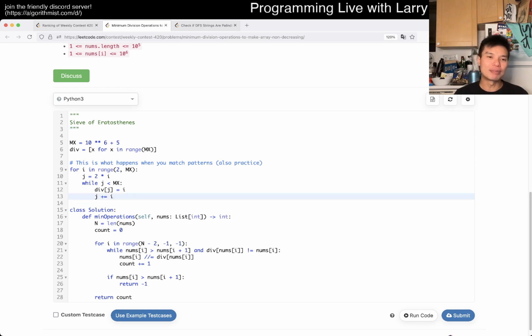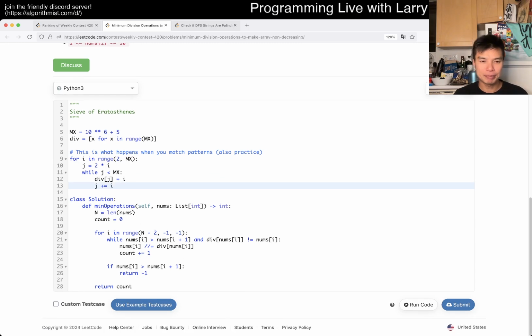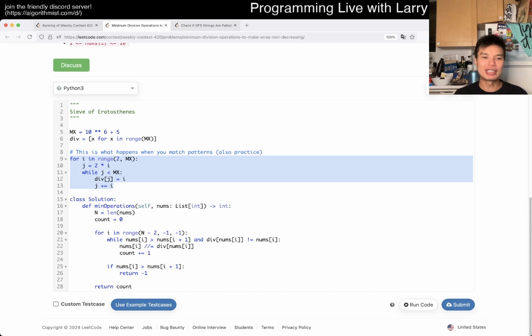And the way that we get the biggest divisor from this method is that we always update it to i, but i always gets increasingly bigger, right? That means that when we do this update, i will be the biggest number that j will have ever seen. And we start with i being 2 times i, and then we just keep on incrementing. So that's basically how you do it.